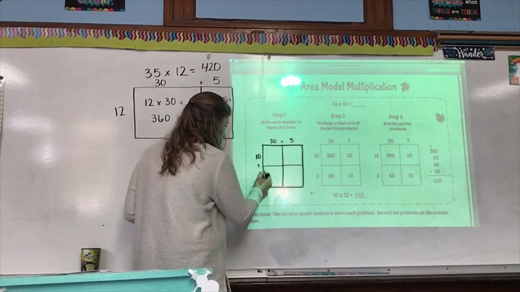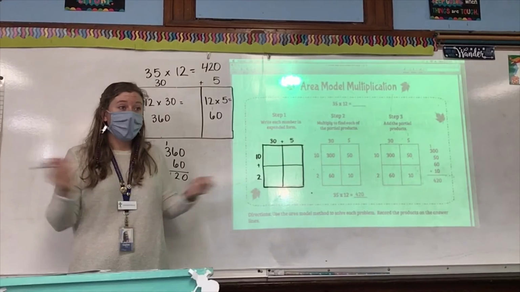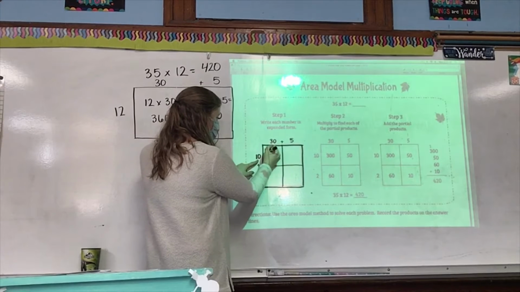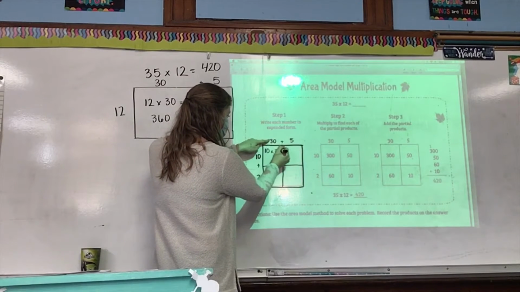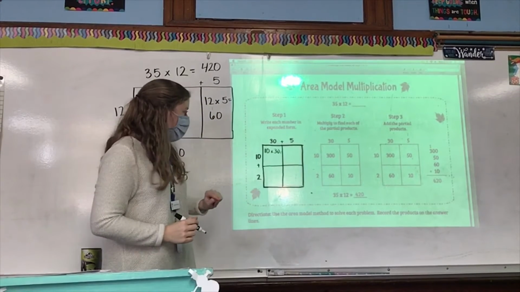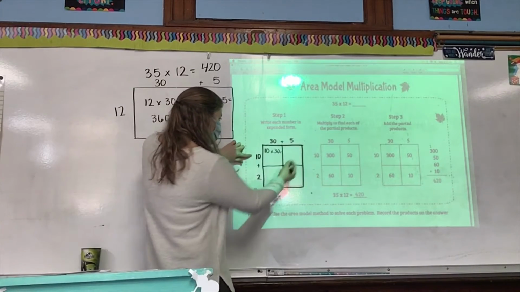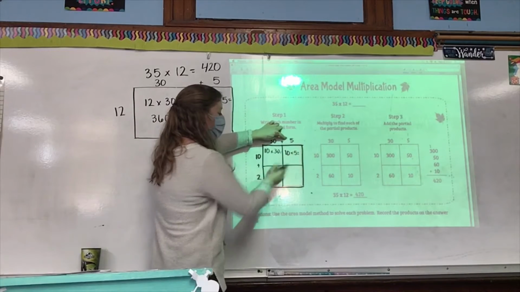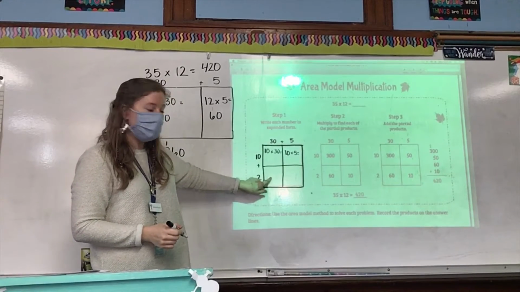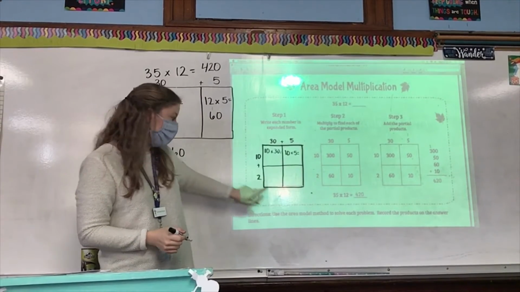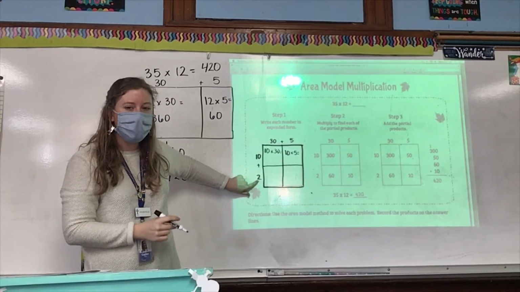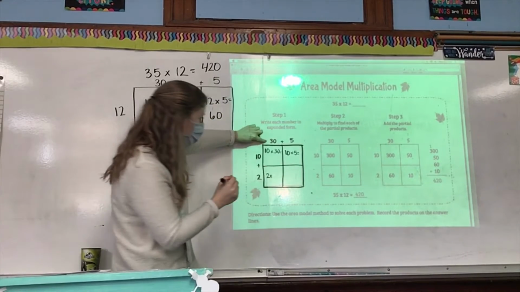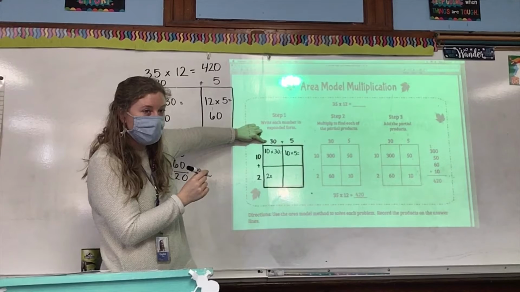And then I'm going to do the same thing, where in my first box, I'm going to do the number on the side, 10 times the number at the top. And then in my second box, I'm going to do the number on the side, which is again 10 times the number at the top. And then in the third box, I'm going to do the number on the side. Now I'm at the bottom. Is the number on the side still 10? What is the number on the side here, class? 2. 2 times the number at the top, which is what, class? 30.